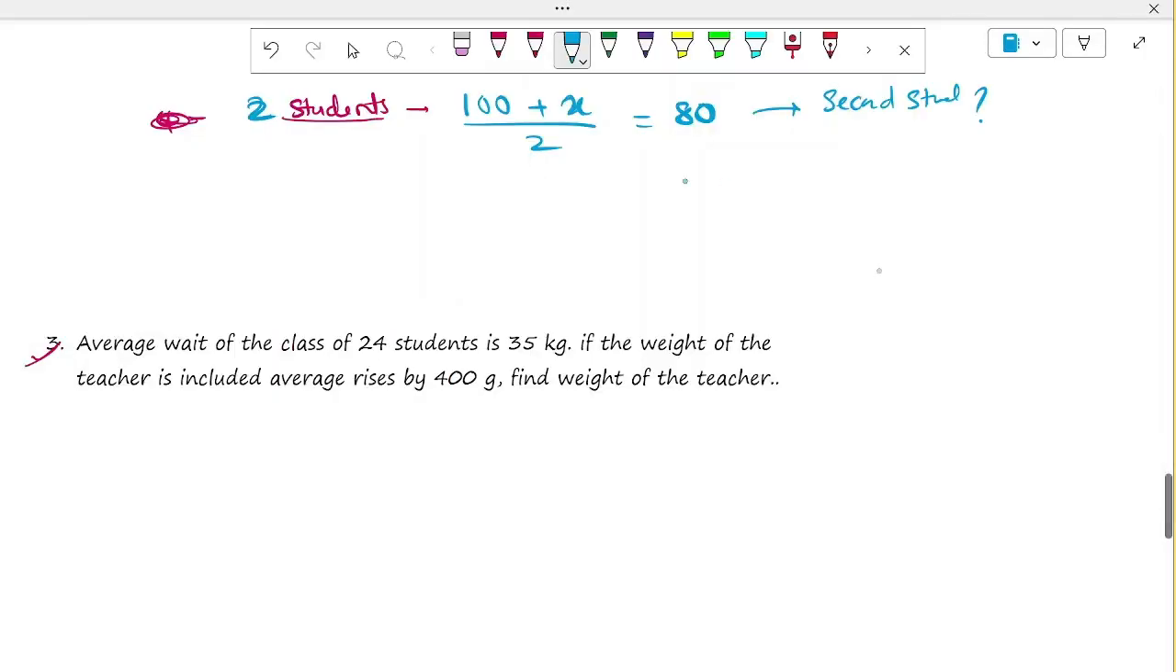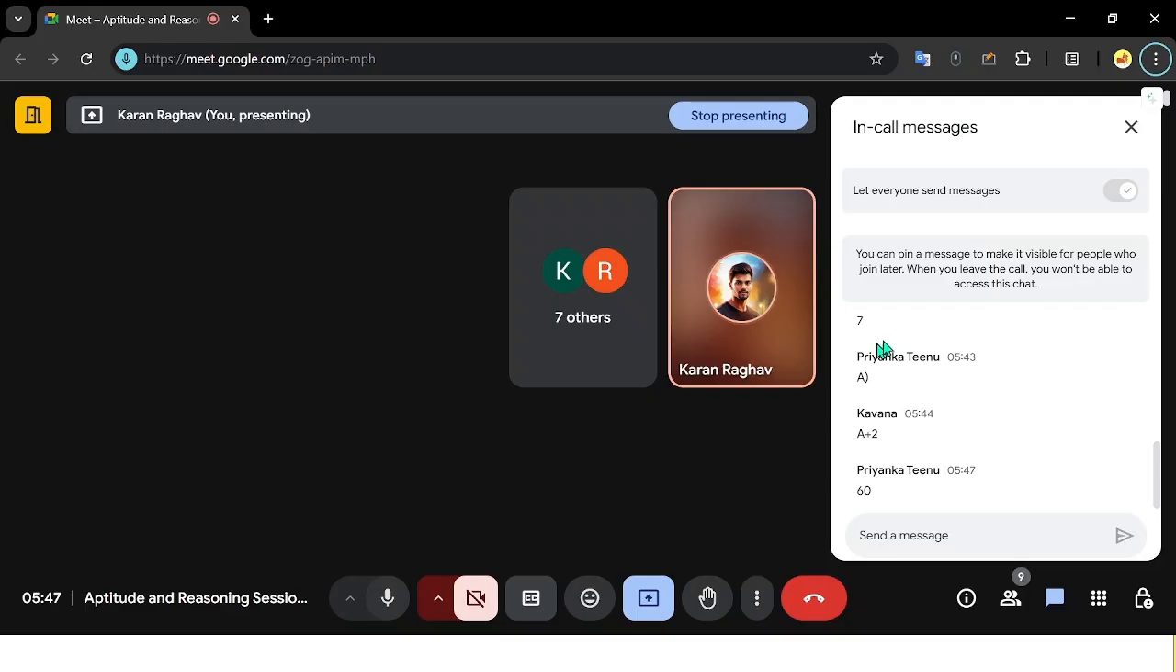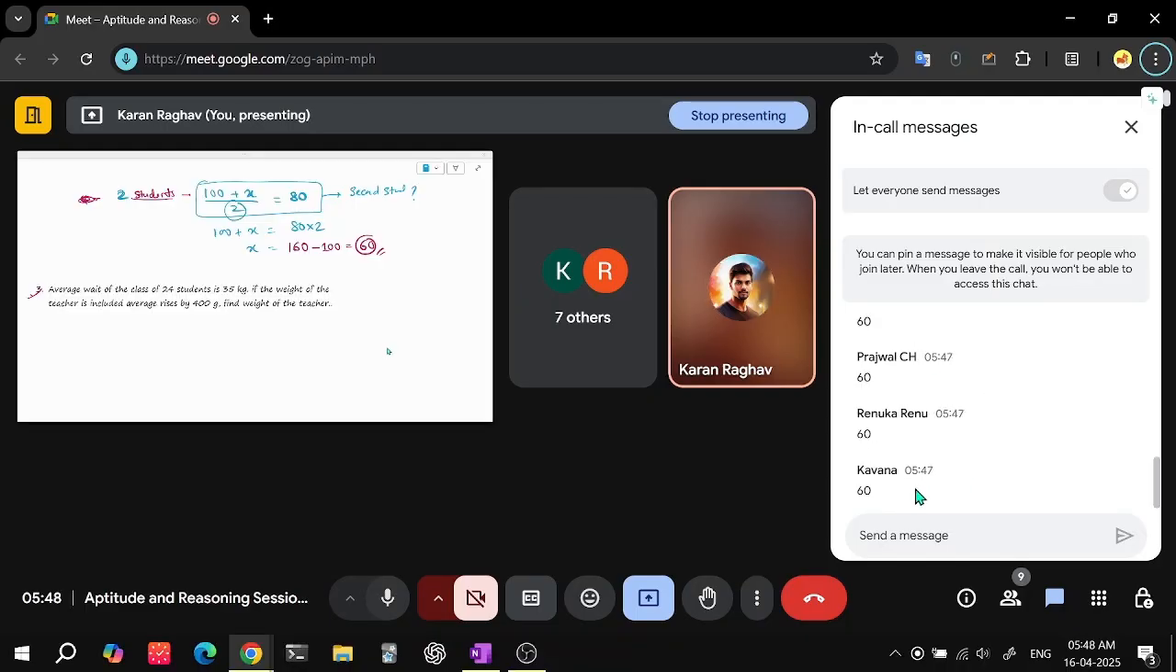Just try to solve for x. So 100 plus x is equal to 80 into 2. It is divided here, so it will go here and become multiplied. And then x will be equal to 80 into 2, which is 160, minus 100. So this will become what? 60. Right. So the answer is 60.